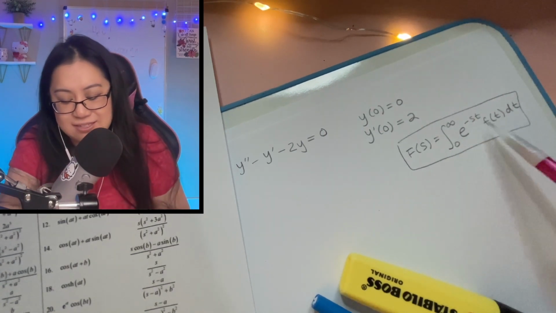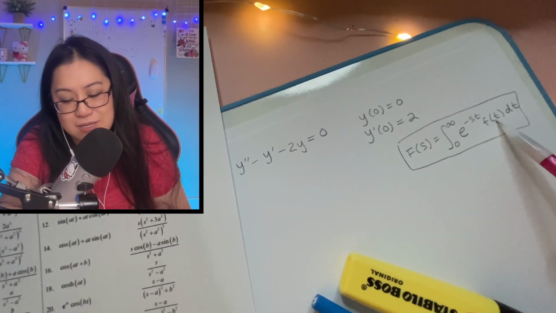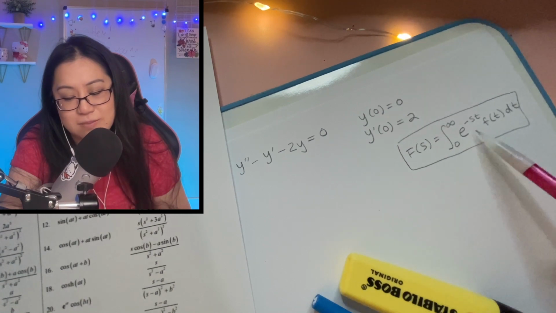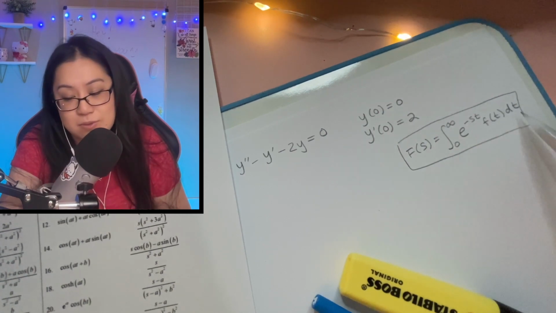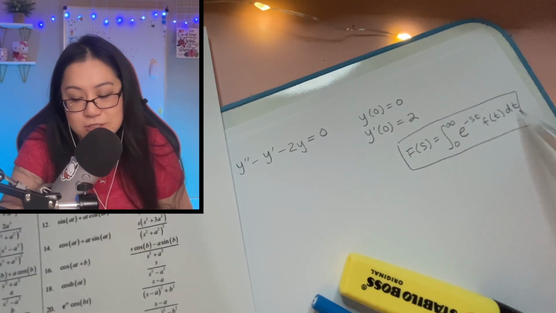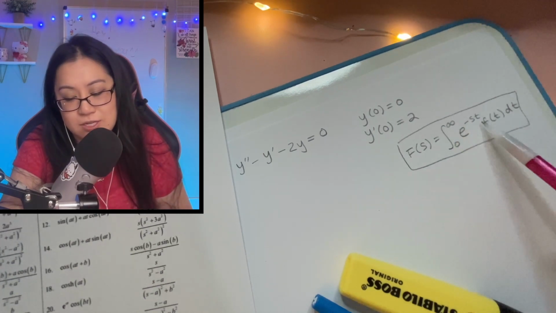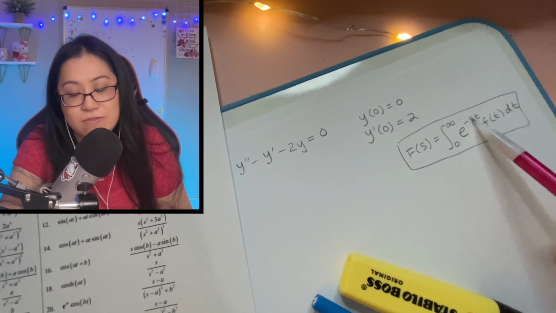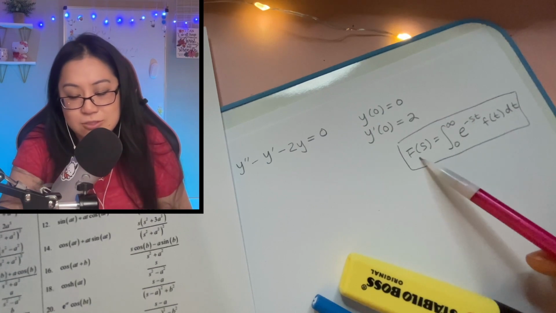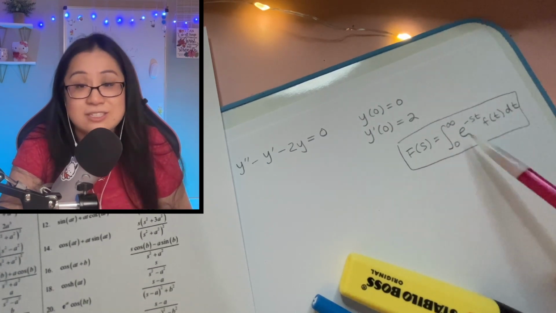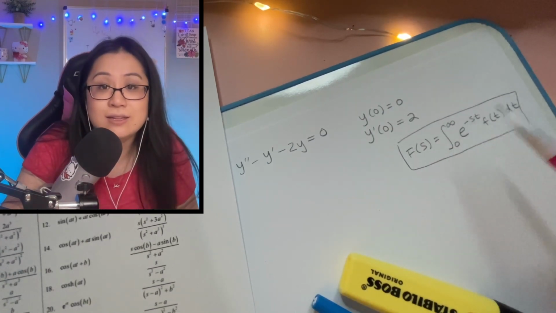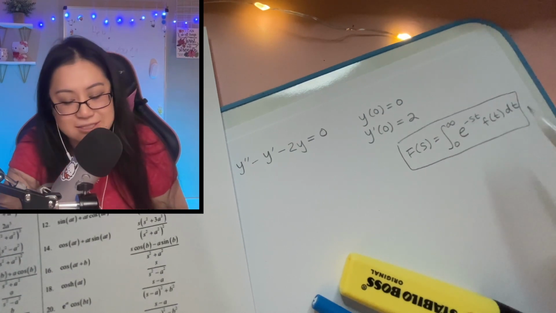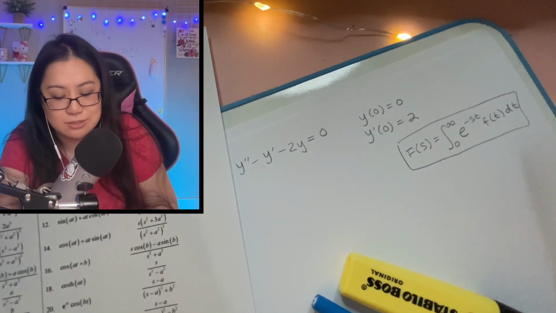So basically you put in a function of time here, and you multiply it by e to the negative st, but we're taking the integral with respect to time from 0 to infinity, and we're left with this variable s. So when you do this entire operation, you're taking the Laplace transform.